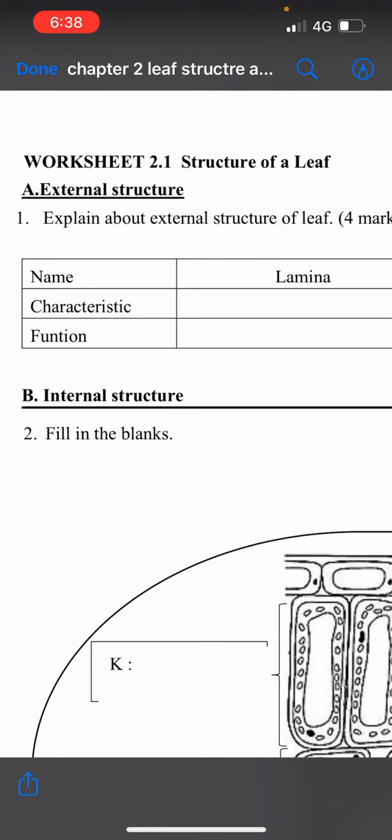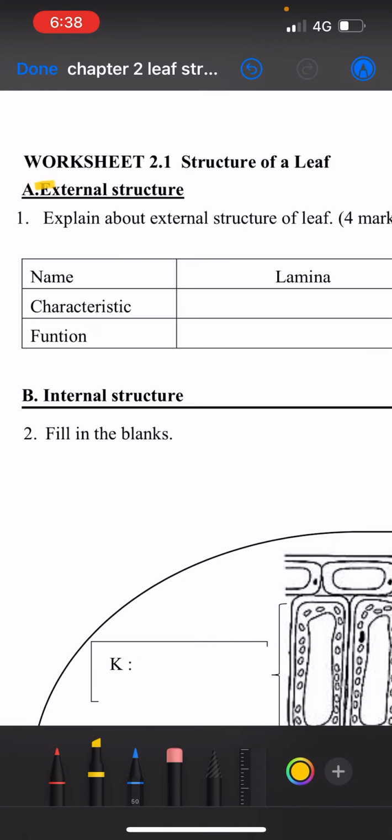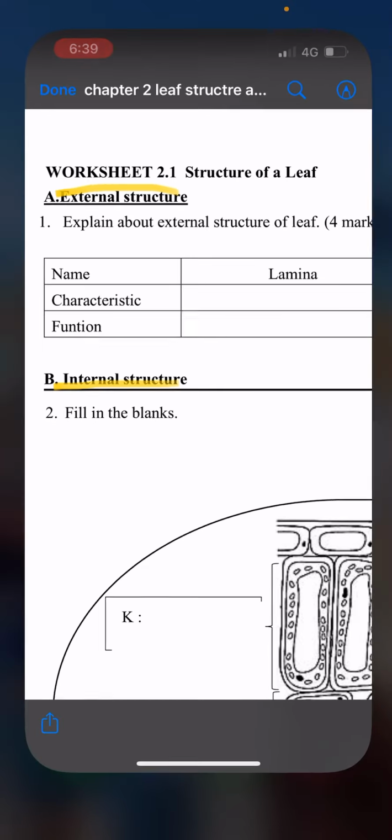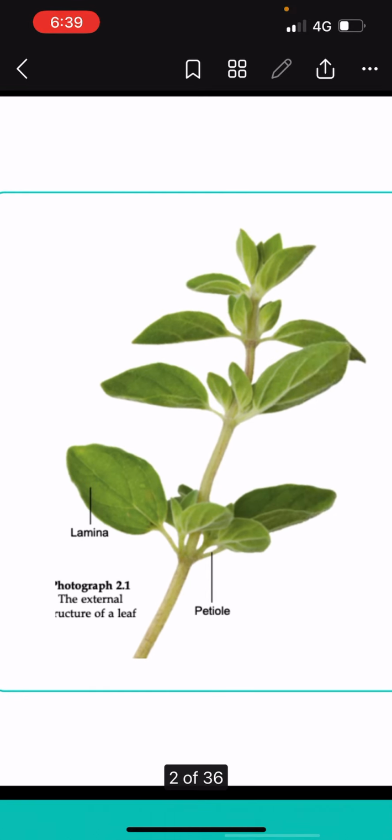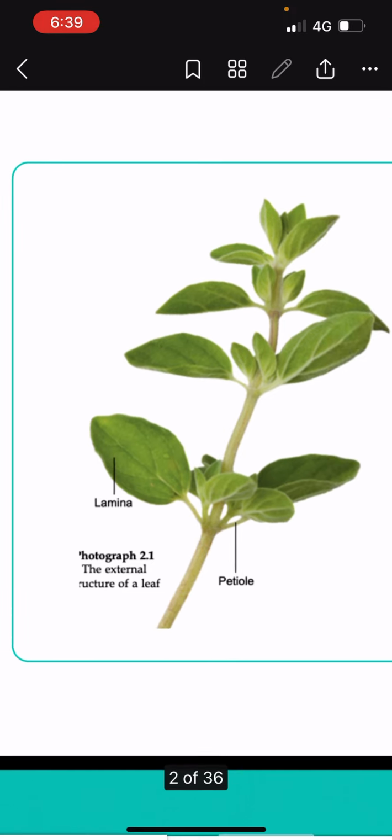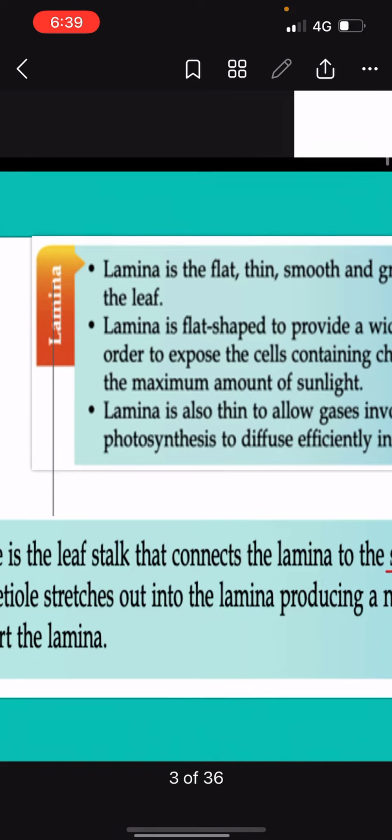So, structure of a leaf. You have to know about the external structure and internal structure. So let's talk about external structure. External structure means the structure that you can see using your eyes. For leaf, there are two structures that are easy to see. The first one is lamina, the second one is petiole, as you have seen in this diagram. So lamina is the part that can be torn, petiole is its stalk. When we talk about structure, it must have its characteristic and function.